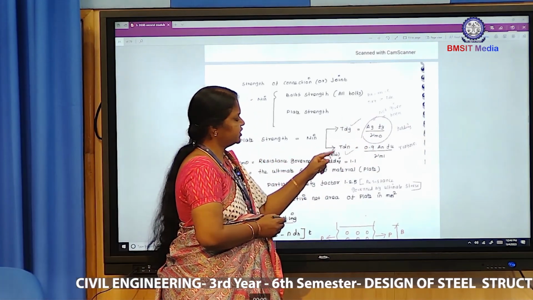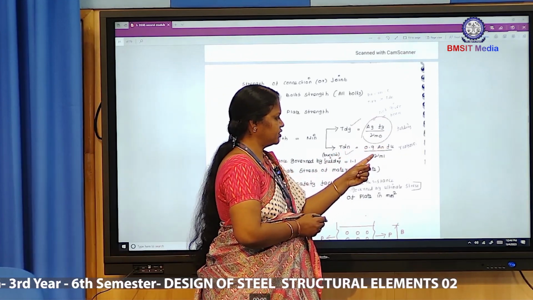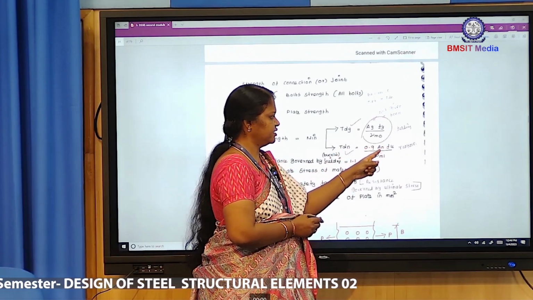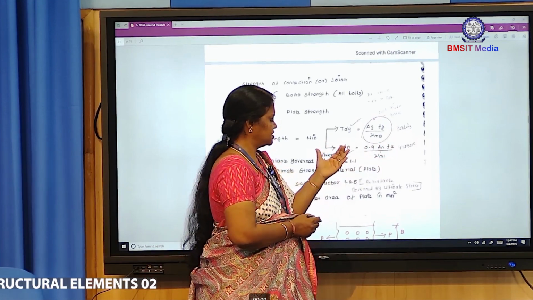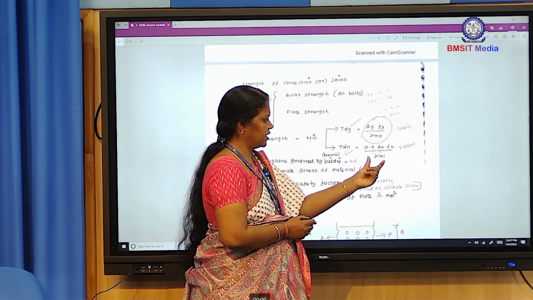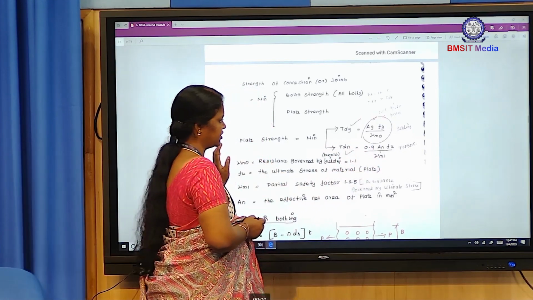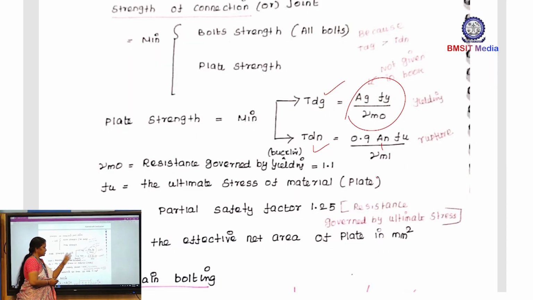Now, coming to Tdn. Tdn equals 0.9 An fu divided by gamma m1. An means net area, same formula, load equals stress into area. So, this is net section fracture. Multiply by 0.9 divided by gamma m1. This gamma m1 is the factor of safety with respect to net section fracture. This is also available in our code book, IS 800 2007.